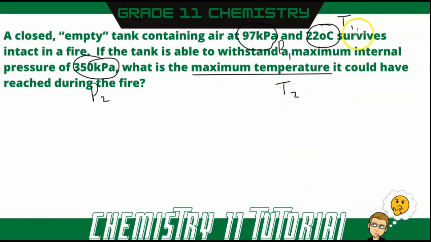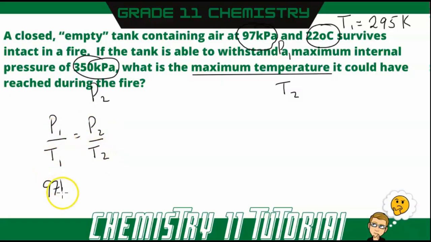Okay. And we are going to have to change T1 into the Kelvin scale. So let's add 273 to that. So that becomes 295 Kelvin. Now let's write down Gay-Lussac's law. So P1 over T1 equals P2 over T2. P1 we know, 97 kPa, over T1, which is 295 Kelvin. P2 is 350 kPa over T2.